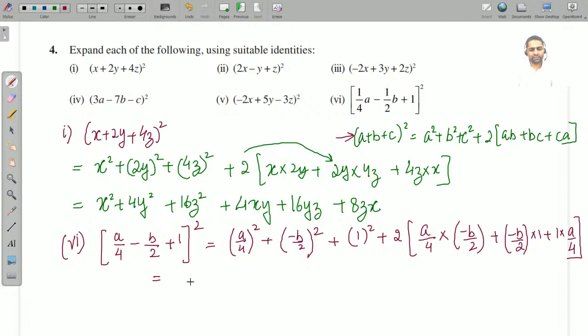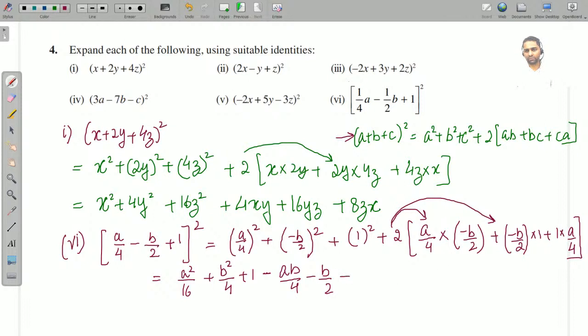Now just solve the brackets, that is it. A square upon 16 plus b square upon 4 plus 1. This 2 is going to multiply with the first term, then the second term, then the third term. So it comes out to be minus ab upon 4, then 2 gets multiplied with the second term. Just make sure you are cancelling the 2. So minus b upon 2, and in the third case it becomes plus a upon 2. Okay, that is it.